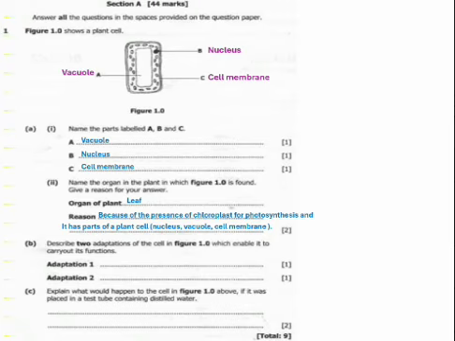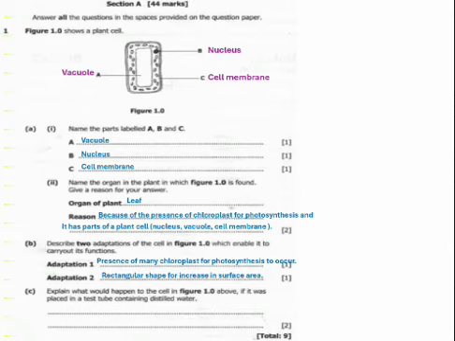Alright, let's move on to question B. Describe 2 adaptations of the cell in figure 1.0 which enable it to carry out its function. What does the cell have which enables it to carry out its function? These are called adaptations. Adaptation 1: it contains chloroplast for photosynthesis. Adaptation 2: it has a rectangular shape for increase in surface area.